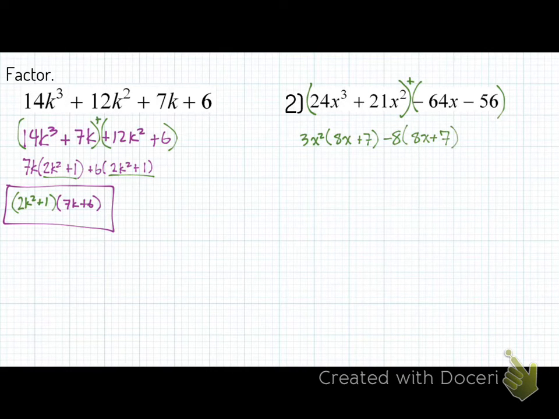Y'all see that? Yeah, so we could have regrouped. We could have done that and still got the same answer, okay? So checking my work now, I know that these two are the same. So now I'm going to rewrite this as 8x plus 7 all times 3x squared minus 8. And that's it. I'm done. Does that make sense, everyone?